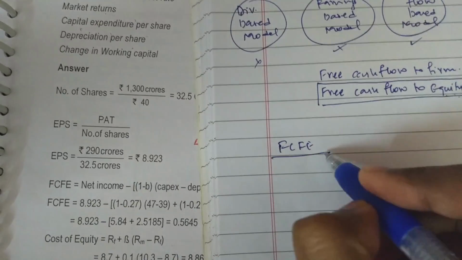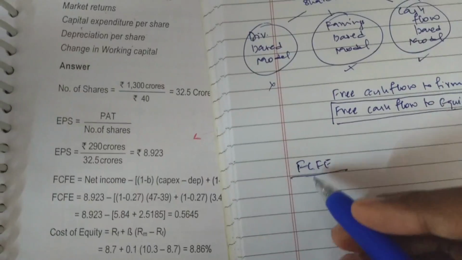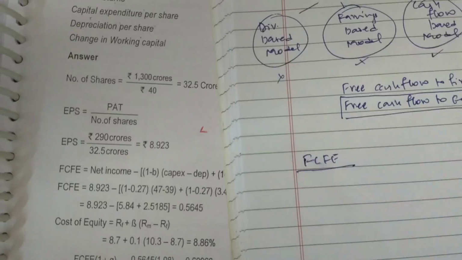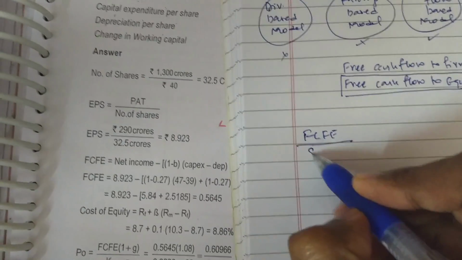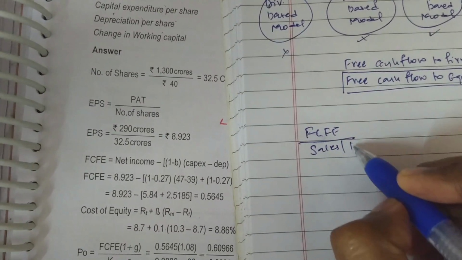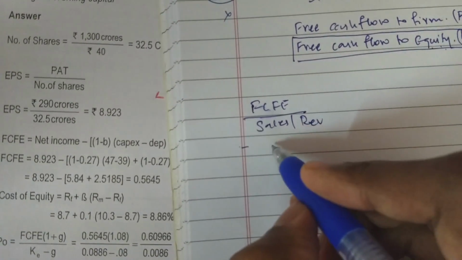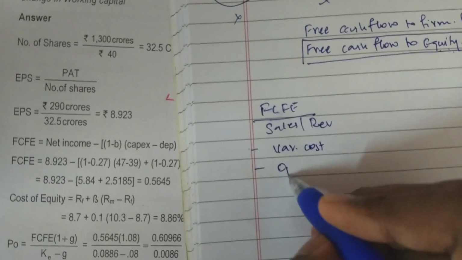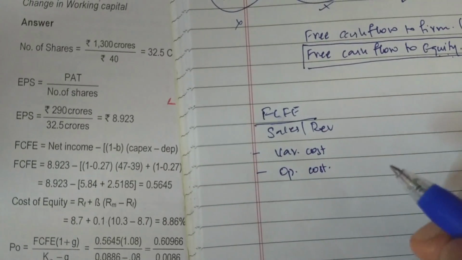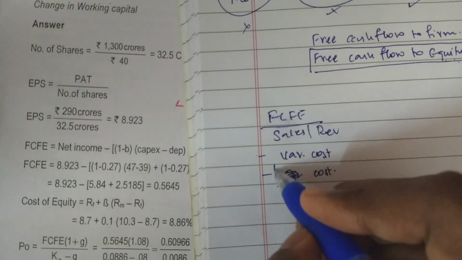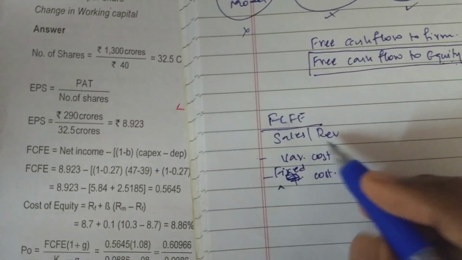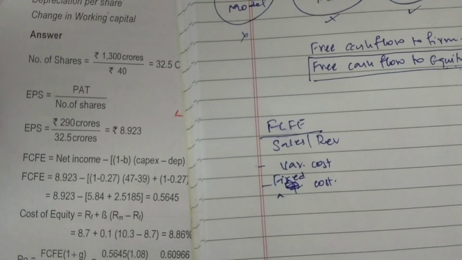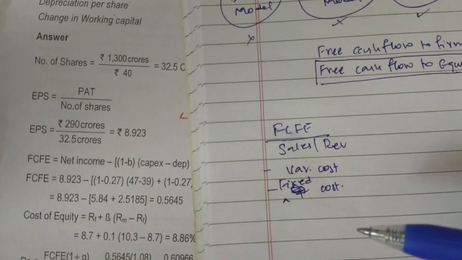FCFE, okay. You know that your income starts with the sales or revenue of the company, minus all your variable cost, minus all your fixed cost, sorry. Sales minus variable cost minus fixed cost, okay, finally results in profit.